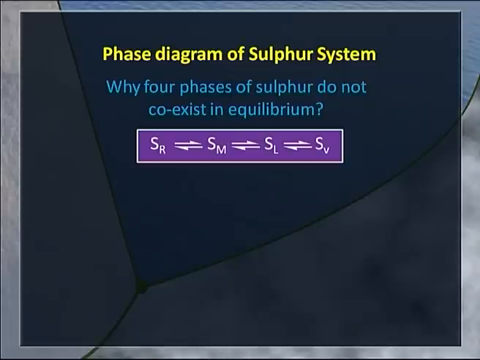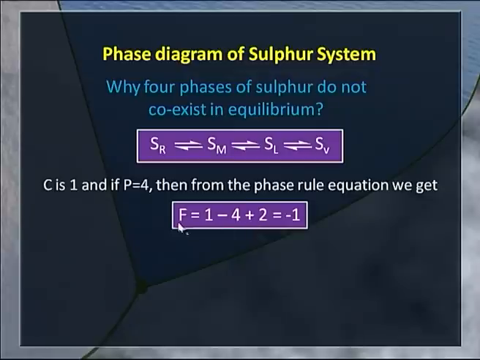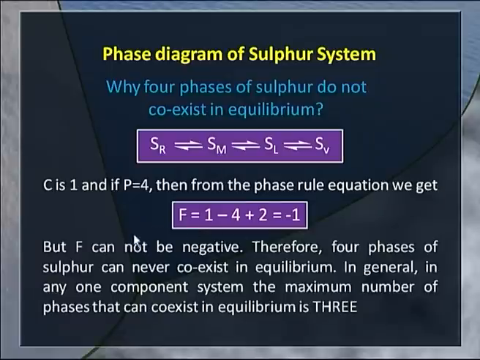Go back to phase rule equation. It is a 1 component system, C is 1, and if P is 4, the phase rule equation tells us that F is equal to 1 minus 4 plus 2 is equal to minus 1. But we know that number of degrees of freedom cannot be negative. Therefore, 4 phases of sulphur can never coexist in equilibrium.